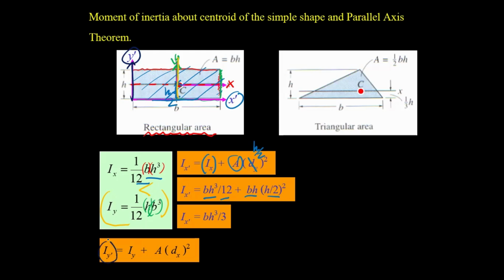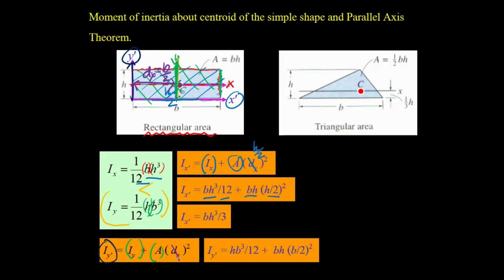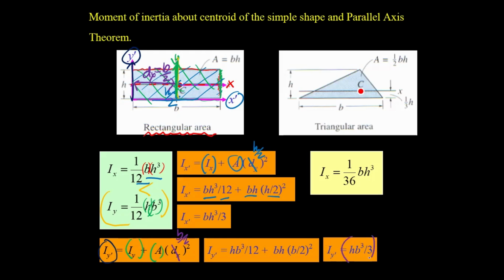the moment of inertia about here is going to be I about the centroidal axis plus the same area, but the moment arm changes into d sub x, which in the x direction is b over 2. Change this one to b over 2, and then you get the result. That's going to be h b cubed over 3, and this one is b h cubed over 3.